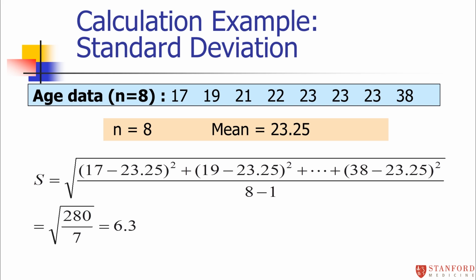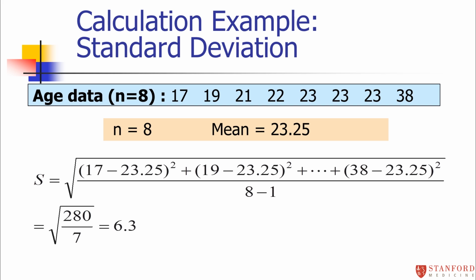To calculate the standard deviation, I'm going to take each of these individual ages and subtract the mean and then square it. So for example, the person who's 17, they are 6.25 years away from the mean. So we're going to take 6.25 and I'm going to square it. The person who is 19 is 4.25 units away from the mean. So I'm going to take 4.25 and I'm going to square that. I'm going to do that for each of the 8 observations. So I end up in the numerator with a sum of 8 squares. I'm going to add those up.